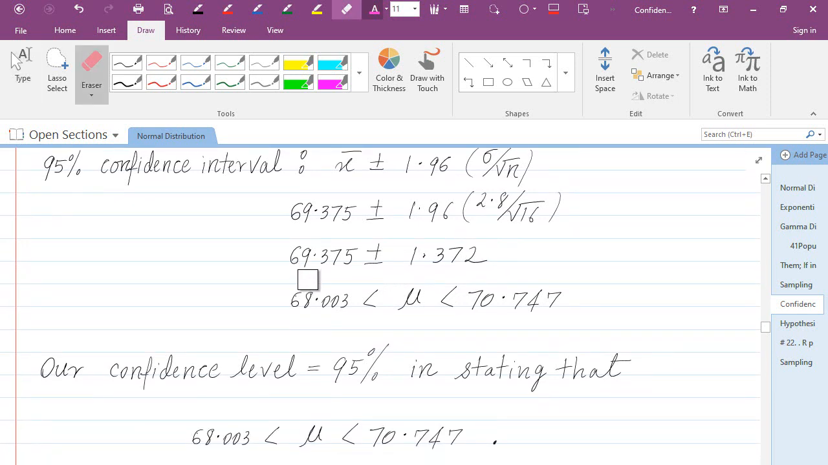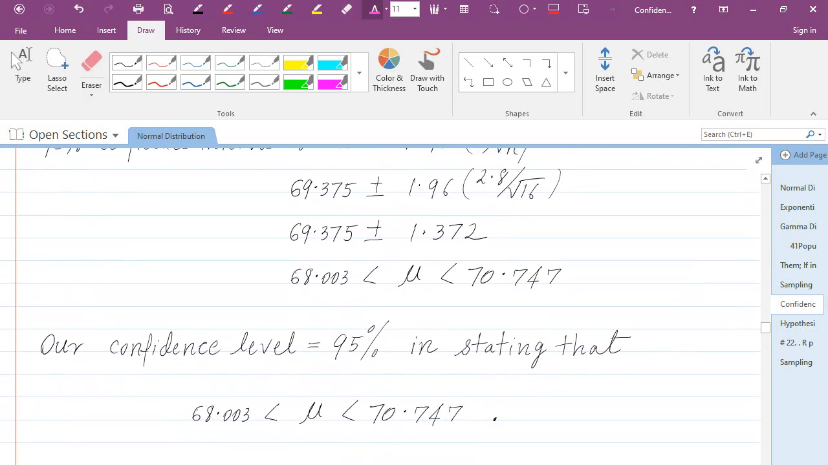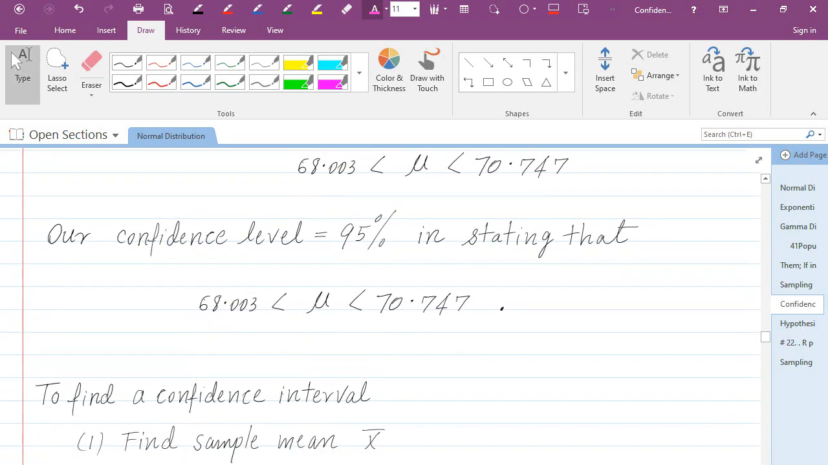And so 69.375 plus 1.372 is 70.747. 69.375 minus 1.372 would be 68.003. So the 95% confidence interval is the interval from 68.003 to 70.747. Our confidence level is 95% in stating that the population mean is in between these two values.